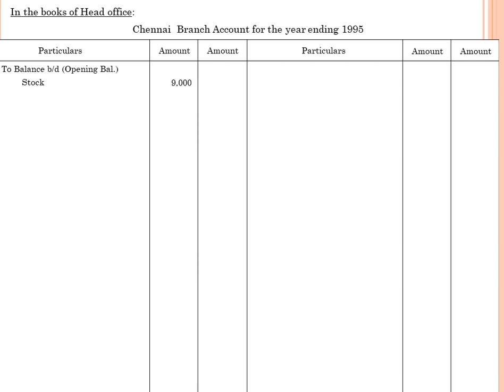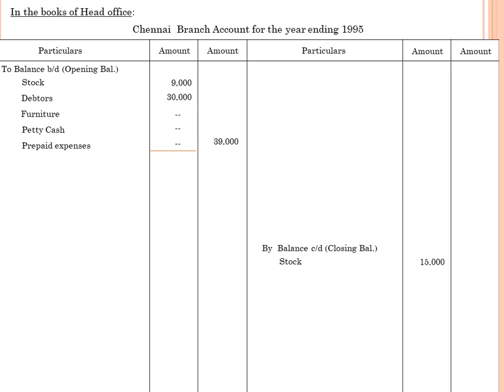Let's move on to the branch account. To balance brought down one by one. Stock 9,000, debtors 30,000, furniture we don't have any value, petty cash we don't have, prepaid expenses also we don't have. Find the total 39,000. We move on to the credit side. By balance carried down, the closing balance of assets one by one. Stock is given 15,000. Debtors we got the value with the help of the working note, how much? 65,000. Furniture we don't have, petty cash we don't have, and prepaid expenses also we don't have. Find the total 80,000. You put it in the outer column.